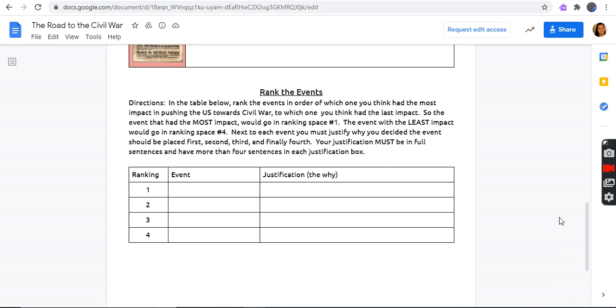In the table below, rank the events in order of which one you think had the most impact in pushing the U.S. towards civil war, to which one you think had the least impact. The event that had the most impact will go in ranking space 1. There are 4 of them. There's the event, justification, and the why. You can explain in detail. The event with the least impact will go in ranking space 4.